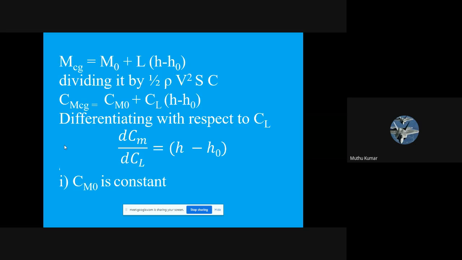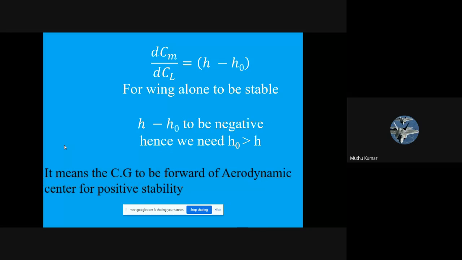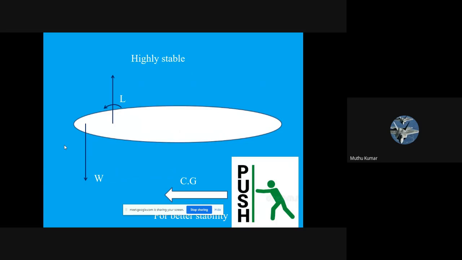So that's what a wing alone is. This is what we saw earlier in the PPT. So I'm going to scroll it back. So this zoomed view is the condition for wing alone. Okay, so the point is, if you push CG forward, if you keep gradually moving CG forward, the stability is going to be increased. Okay, this is a general sentence. If CG moves to the rear, the stability comes down.